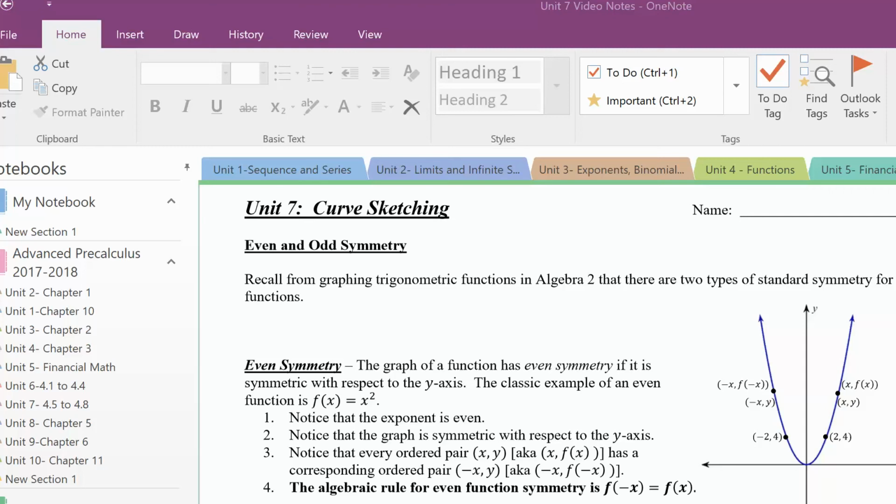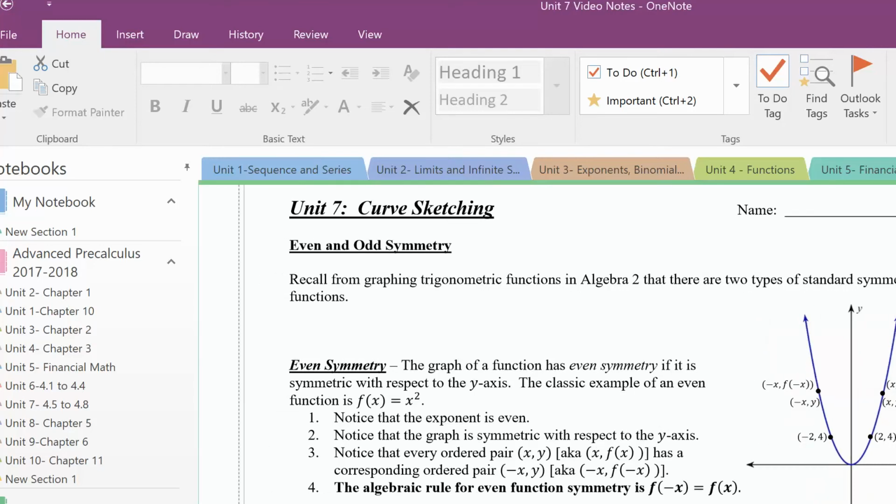Welcome to tonight's video on Unit 7, Curve Sketching. First part of curve sketching is to talk about what it means for a function to be even and odd. If a function is even, that means it is symmetric to the y-axis.